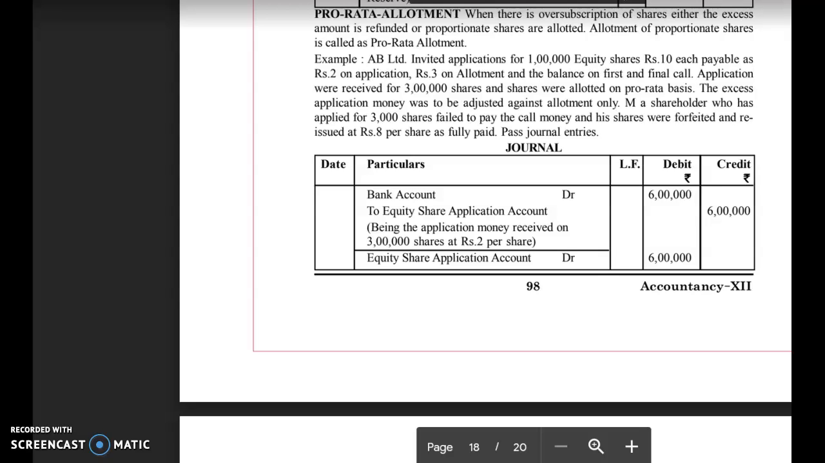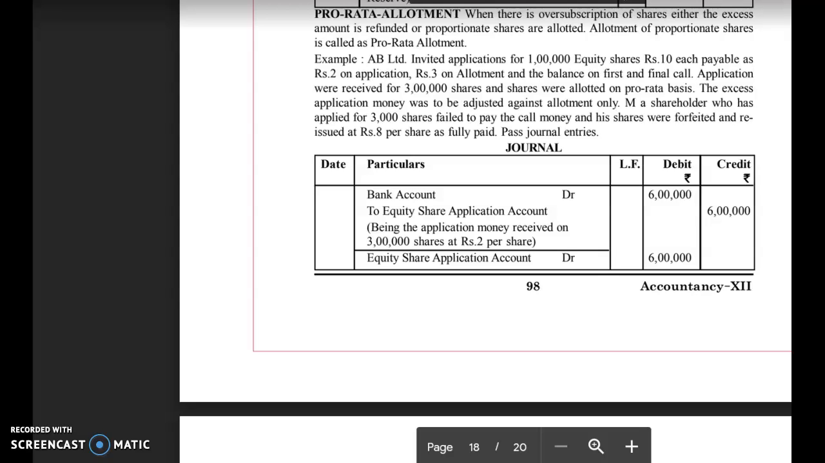A shareholder who has applied for 3000 shares. When he applied for 3000 shares, how much money did he give for application? 3000 into 2, that is 6000. Now how much money is needed on his application, that is, how many shares have been allotted to him? 1000, because we know that the ratio is 3:1. So he has given the application money on 3000 shares at the rate of rupees 2, that is 6000.